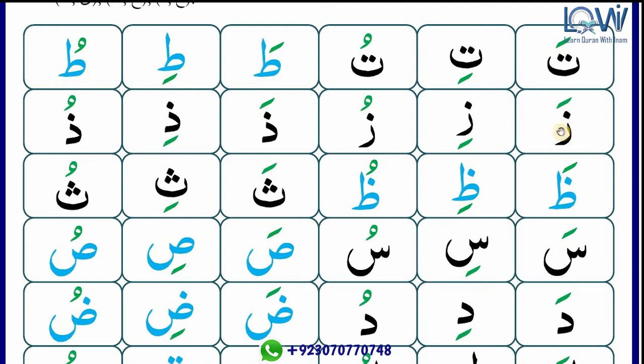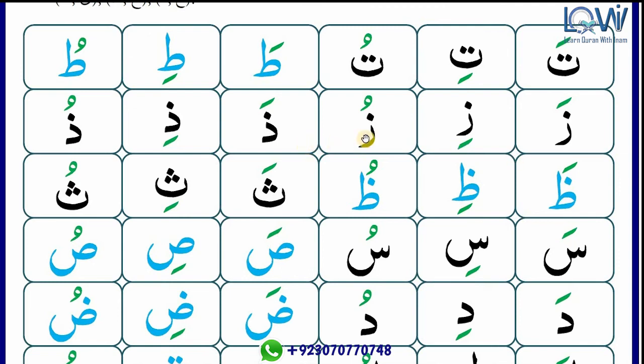Next letter is za. Za is a Safiria letter. Okay, and you will have to make a whistle sound before reading this letter, like za, zi, zo. And next letter is dal. Dal and dha. Remember one thing, these are three letters. First one is za, then dal, then dha.